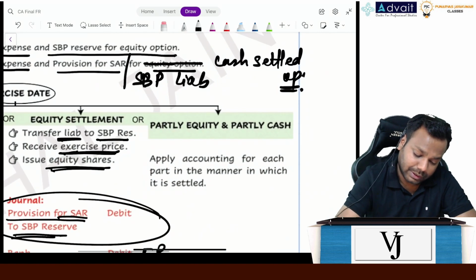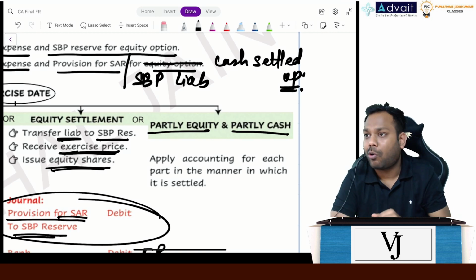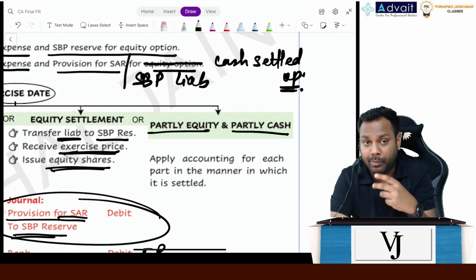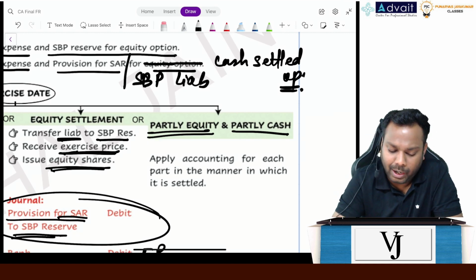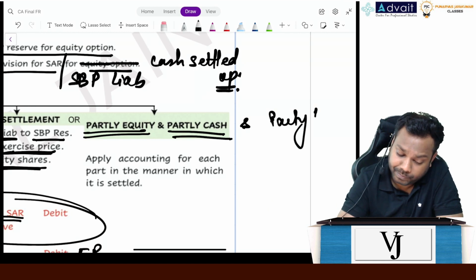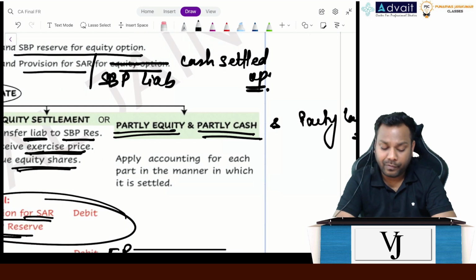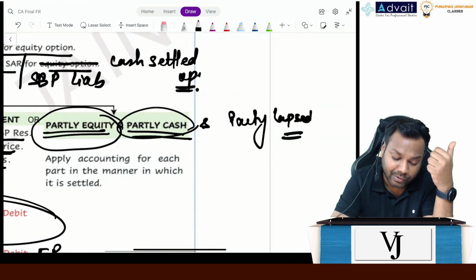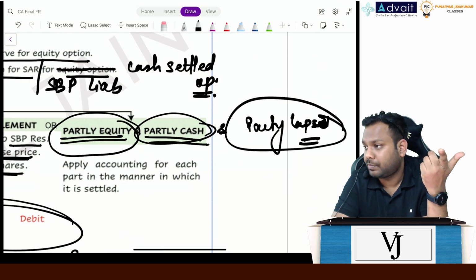Now, practically it will not be the case that all the employees are exercising cash or all the employees are exercising in equity. It might be the case that few employees think the equity might be a good option, few employees think that cash is a good option. So it can be partly in equity, partly in cash, and also it can be partly lapsed. For the part which is equity driven, I will do this accounting. For the part which is cash driven, I will do this accounting, and for the part which is lapsed, I will transfer to retained earnings. Clear, everyone?